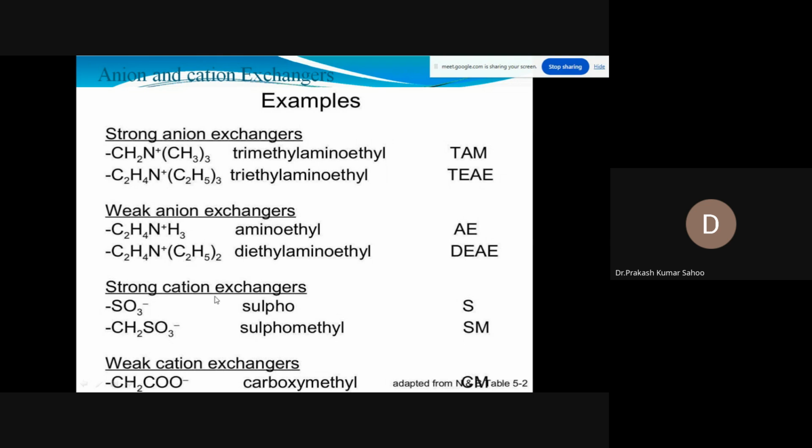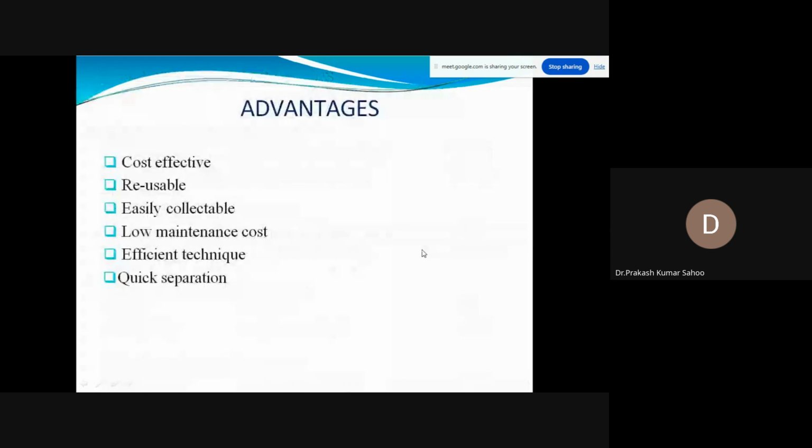Under strong cation exchangers, we have sulfonic acid, which in coordination chemistry may be written as the ligand sulfo. It is sulfomethyl. And under weak cation exchangers, we have carboxymethyl, that is CH2COO minus, or in short, CM. So these are some examples of anion and cation exchangers.